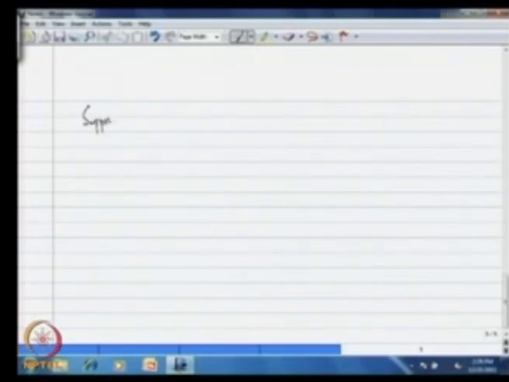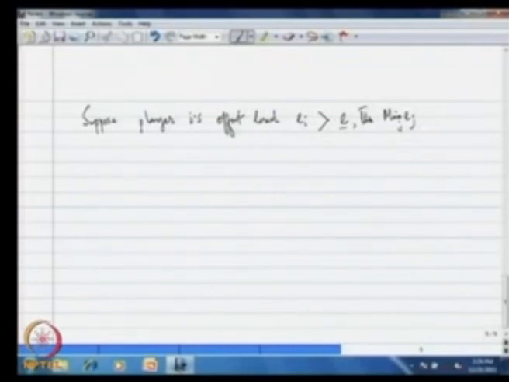Suppose player i's effort level e_i is greater than, let us call it e lower bar, the minimum of e_j. So, player i is a player whose effort is more than the minimum of all the efforts put by all the players. Can that situation be sustained as a Nash equilibrium? And we have to show that if that cannot be sustained as a Nash equilibrium, then perhaps players putting different effort levels cannot be a Nash equilibrium.